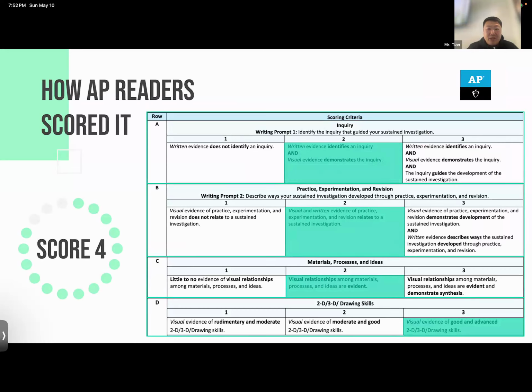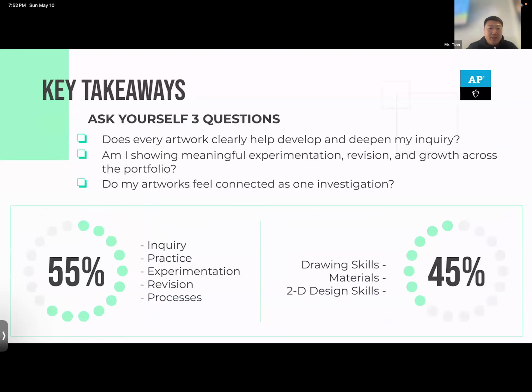So even though the student's drawing ability is much stronger than the previous one, the final AP score is still lower. This example clearly shows that strong technical skill alone is not enough to guarantee a top AP score. Let's go to the next page, please.